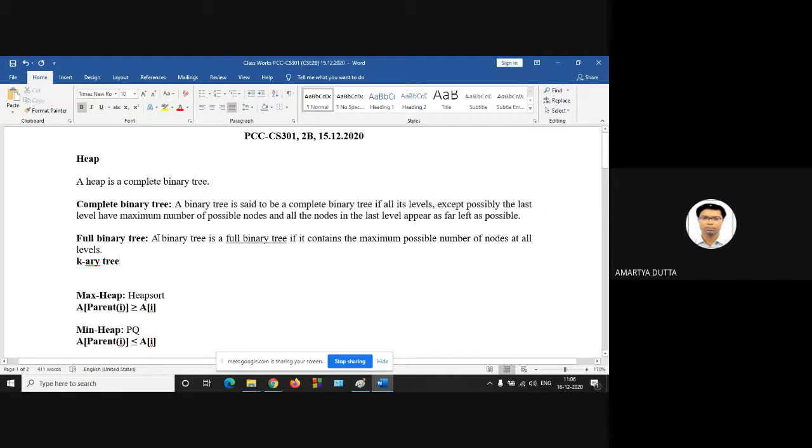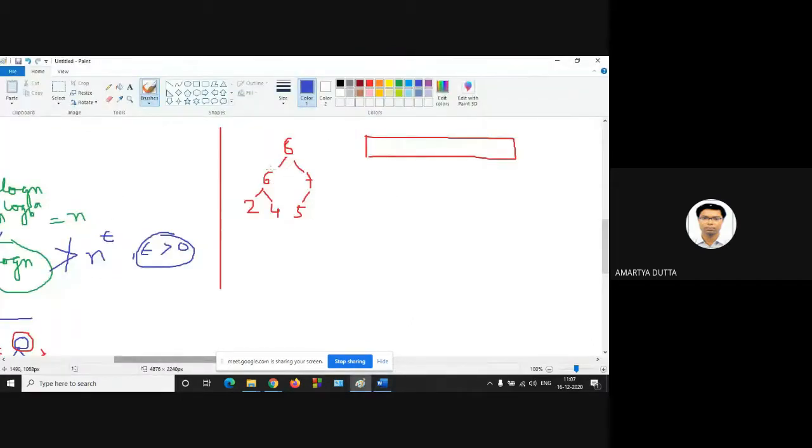The difference between a full and a complete binary tree is very important for your exam purposes. A binary tree is a full binary tree if it contains the maximum possible number of nodes at all levels. So is this a full binary tree or a complete binary tree? Complete. Now, is it a heap or not? Yes, it is a heap.